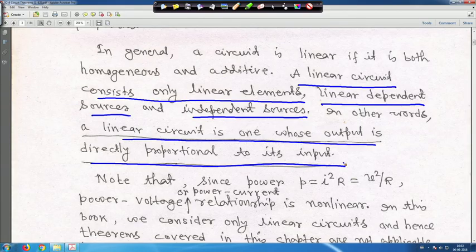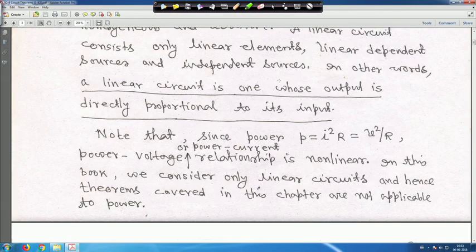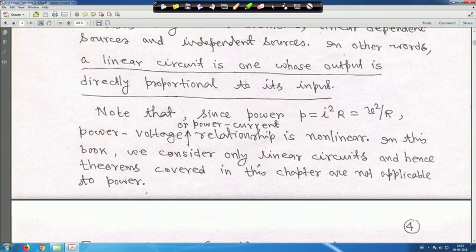But note that power P is equal to I squared R, which is equal to V squared upon R. It is non-linear, so the power-voltage relationship is non-linear. I have written it somewhere in this book, but the book was never completed actually. So in this chapter we consider only linear circuits, and the theorems covered in this chapter are not applicable to non-linear circuits, such as power. So we will go only for linear circuits.